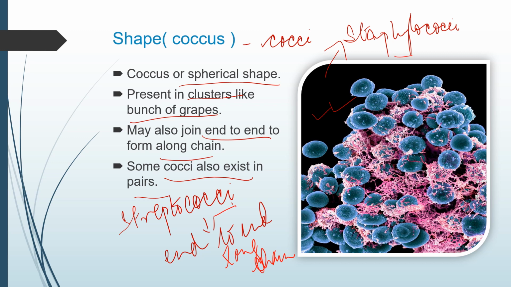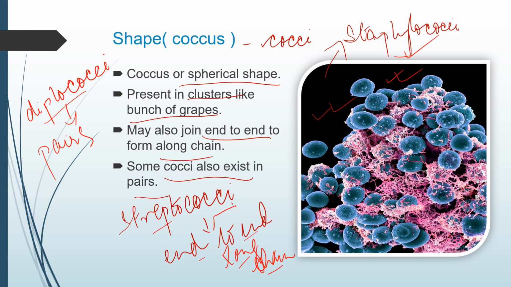This is staphylococci. Another example is diplococci, which exist in pairs. So staphylococci are like a bunch of grapes. Streptococci are end to end, forming a long chain. And diplococci are in pairs, but all are spherical shaped. So coccus means spherical shape.